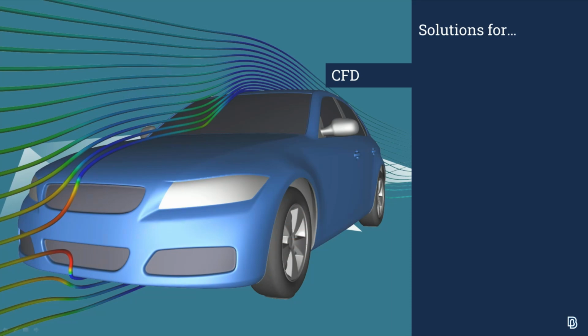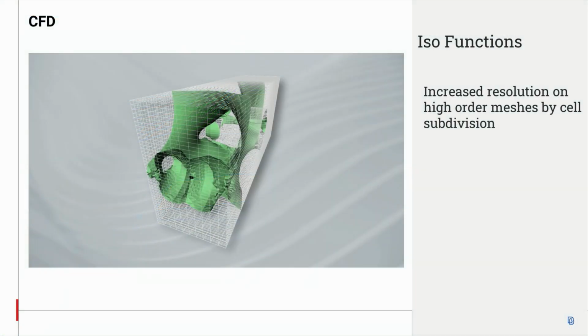Next, we'll have a look at CFD. Here we have high-quality ISO functions for models with high-order elements, by cell subdivision, as can be seen in the video.